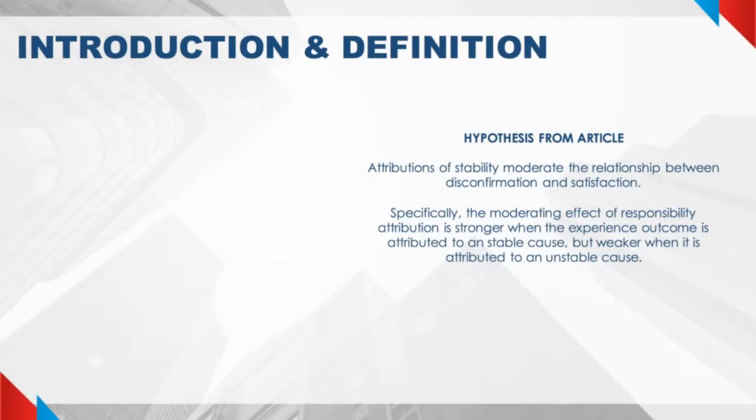So, from the article that we read, the hypothesis from the article is the attribution of stability moderates the relationship between disconfirmation and satisfaction. Specifically, the moderating effect of responsibility attribution is stronger when the experienced outcome is attributed to an unstable cause, but weaker when it is attributed to a stable cause.